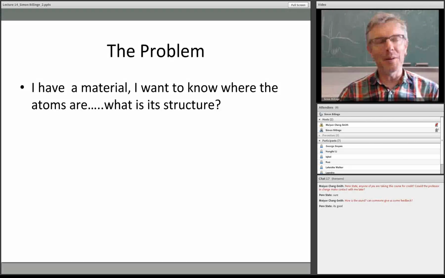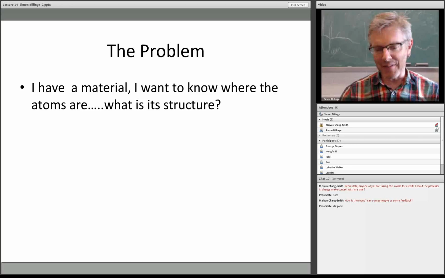So the main problem is actually a prerequisite in material science: knowing where the atoms are. So if you're a chemist and you make something, the first question you generally have is, okay, I've made a material, and I want to know where the atoms are, what's its structure. So that's a statement of the problem. And we want a solution to that problem.